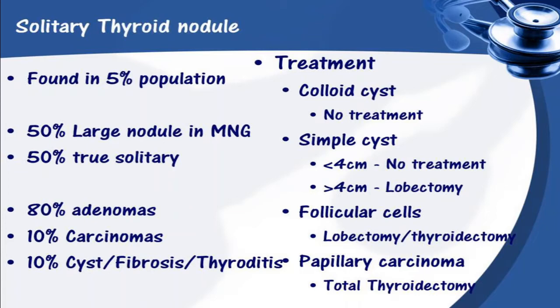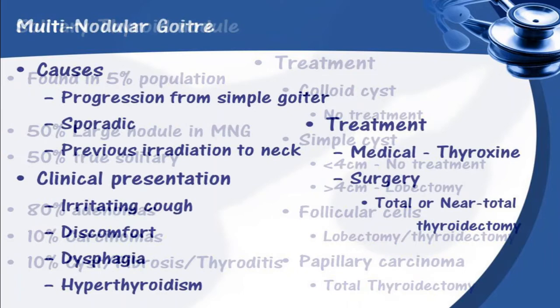Treatment that is used: if it is a colloid cyst, no treatment is required. Simple cyst, smaller in size, less than 4 centimeter, again no treatment is required. Larger in size, that is more than 4 centimeter, you have to go for a lobectomy. Follicular cells, again you have to go for a lobectomy or a thyroidectomy. And if it is papillary carcinoma, you have to go for a total thyroidectomy.